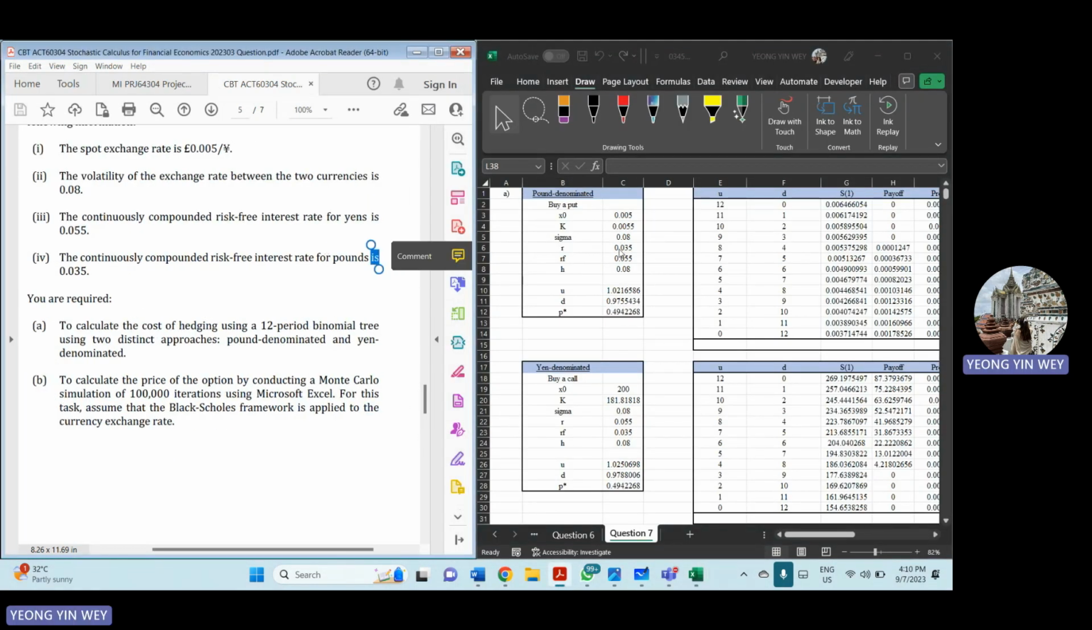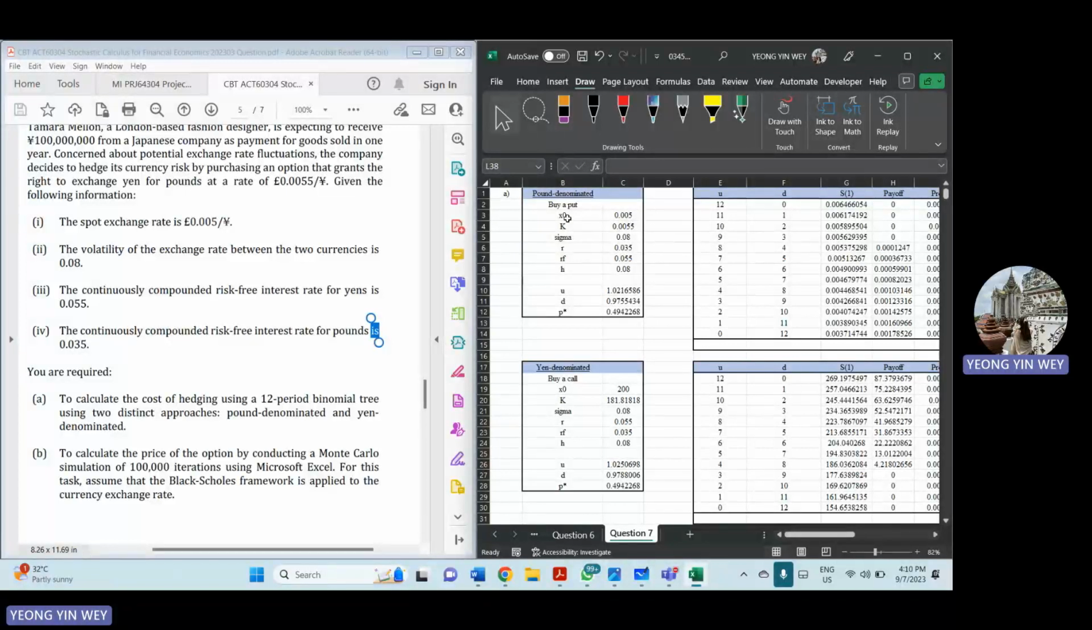Okay, first we will calculate the cost of hedging using pound denominated. So for pound denominated, the X0, the exchange rate, is 0.005, which is given here. Then the strike price is 0.0055. The volatility is 0.08, the risk-free rate for pound is 0.035 because we are using pound denominated, so the local currency is the pound, and the risk-free rate for the foreign currency is 0.055. The H is 0.08, which is 1/12 because we are calculating monthly, and the U, D and P are the formulas we are using in question 6. We discussed them in question 6.